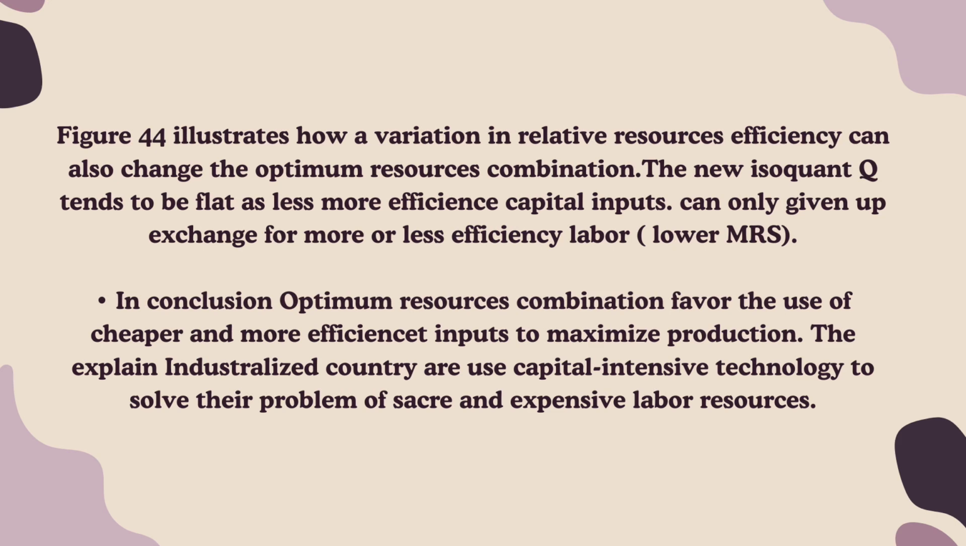In conclusion, optimum resource combination favors the use of cheaper and more efficient inputs to maximize production. This explains why industrialized countries use capital-intensive technology to solve their problem of scarce and expensive labor resources.